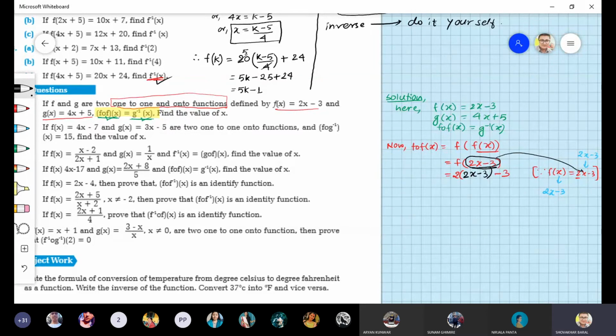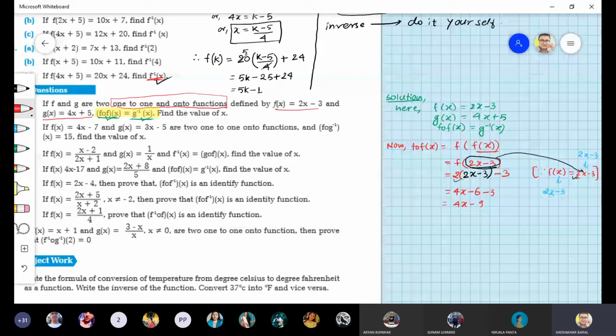After replacing this, it will be 2 is already here, the same 2, and the x will be replaced by 2x minus 3. It will be 2x minus 3 minus 3. Now simplify it further. 2 times 2 is 4x, 2 times 3 is 6, minus 3. So it will be 4x minus 9. This is the composite function that is on the left side.